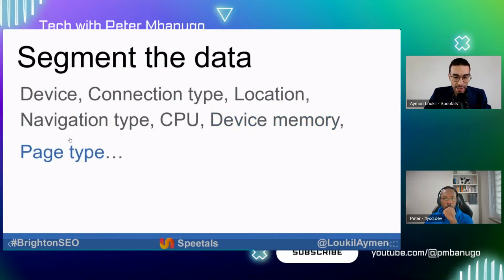Another interesting axis of segmentation is the page type. Not all page types have the same issues on web performance. For example, on PDP, you may have some different CLS issues compared to product list page, compared to your blog, which may be based on WordPress, right? And your homepage, your editorial page, etc. All these page types provide different levels of web performance, and this is why breaking down the data is so important.